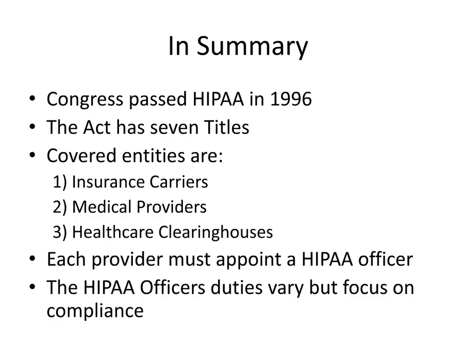Well, in summary, we talked about HIPAA, and we talked about the fact that it was passed into law in 1996 and signed by President Clinton. We talked about the 7 titles of the Act, and then we talked about what covered entities are, that they are either an insurance carrier, a medical provider, or a healthcare clearinghouse. And then we also talked about what a clearinghouse is. We also talked about a HIPAA officer, and that each provider or each covered entity must appoint a HIPAA officer. And then we also finally talked about the officer's duties and the requirements and some suggestions as to who this person should be.